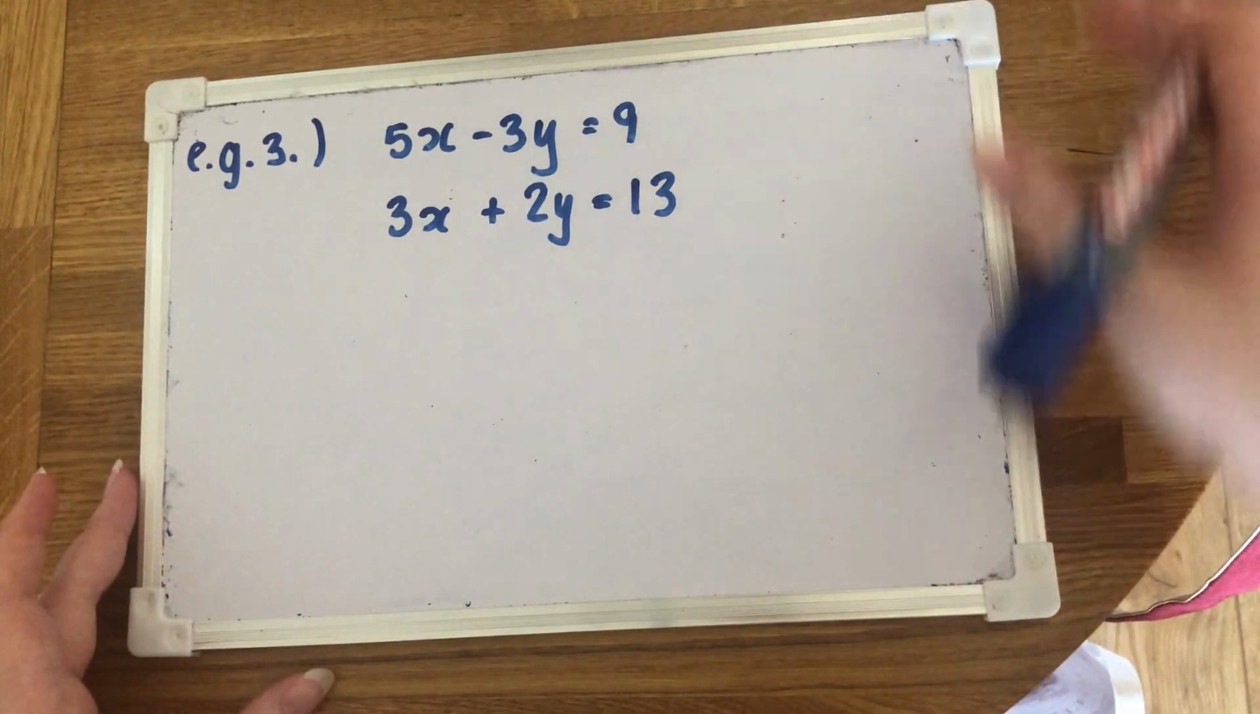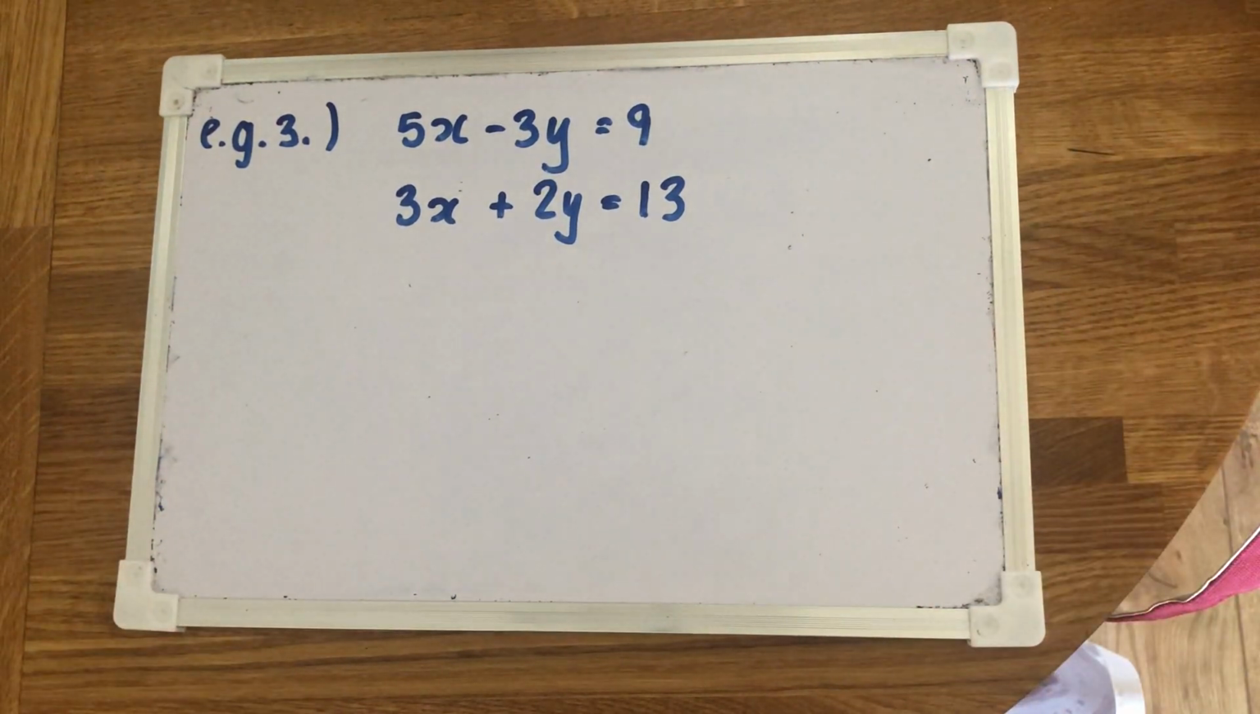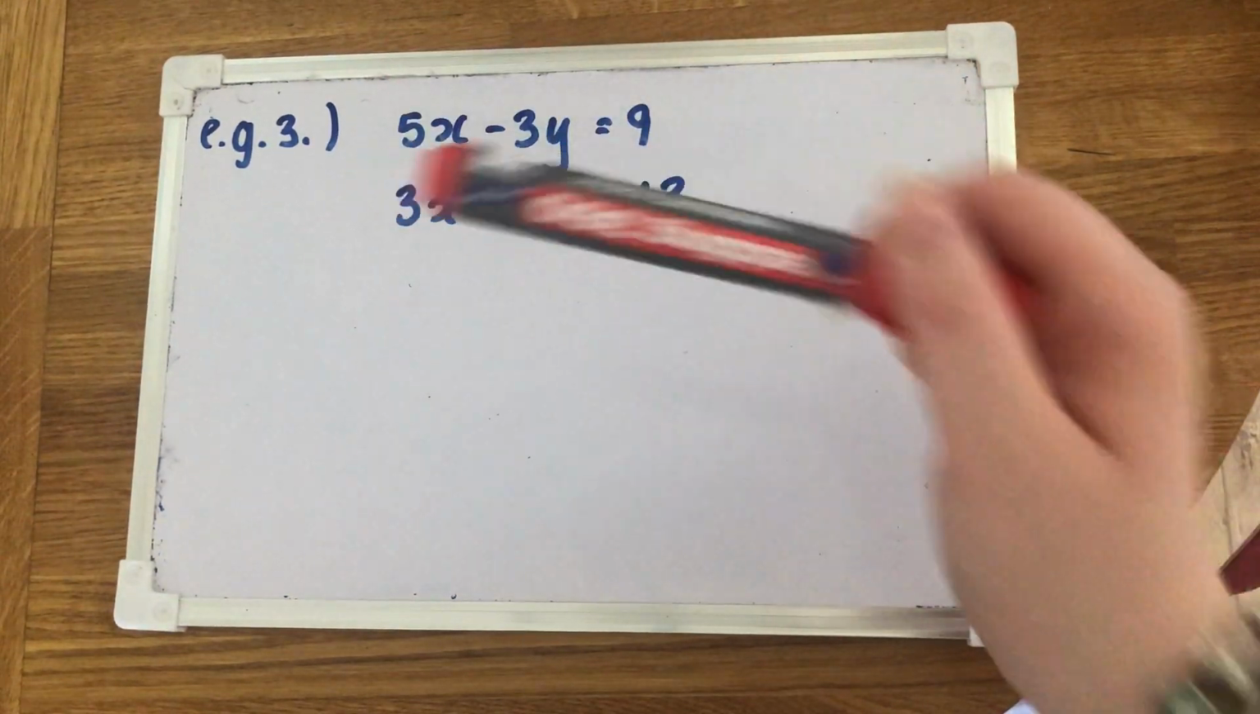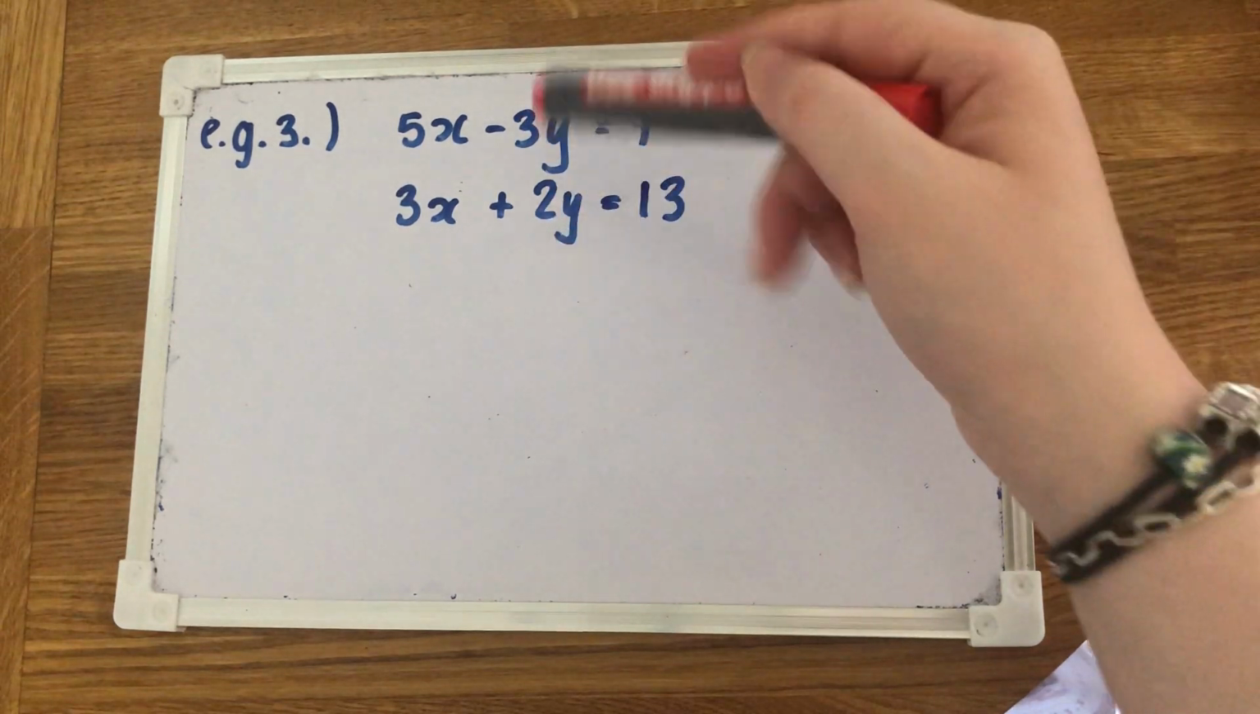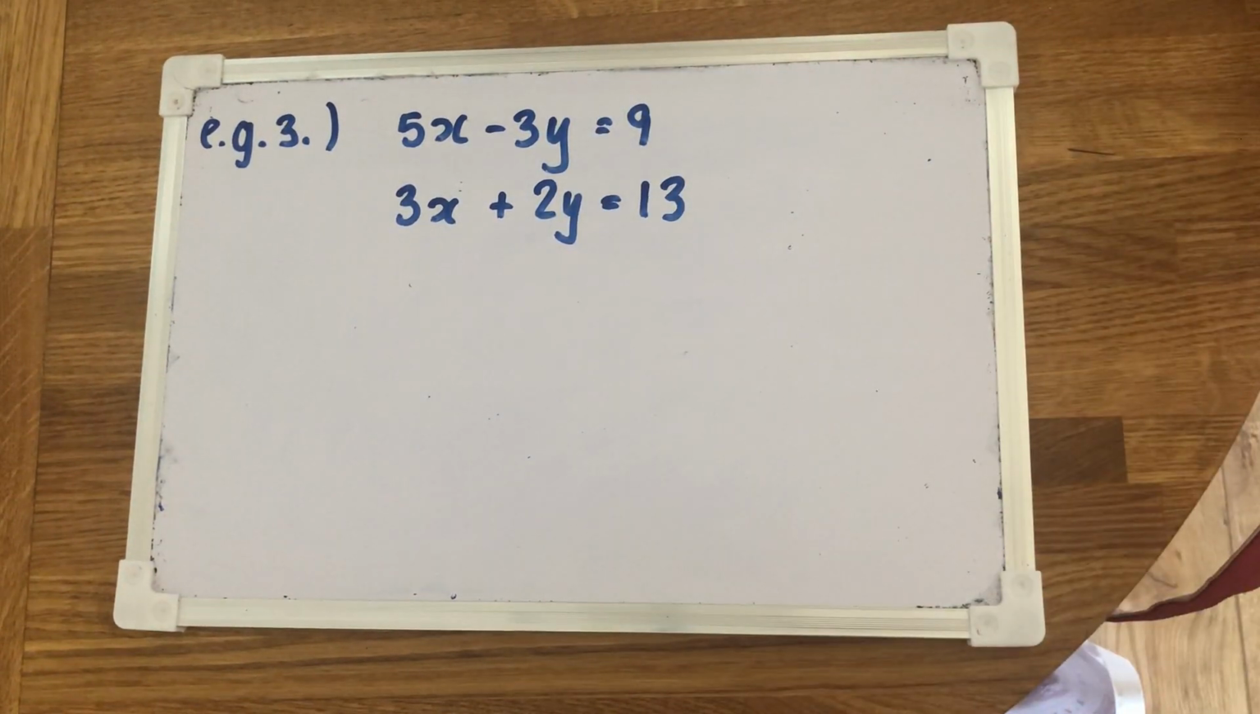So if we start with this one, so again, step 1 is that we see whether they've got anything in common. So do they have the same number of x's? No, because you've got 5 and 3. Do they have the same number of y's? No, because it's -3 and 2.